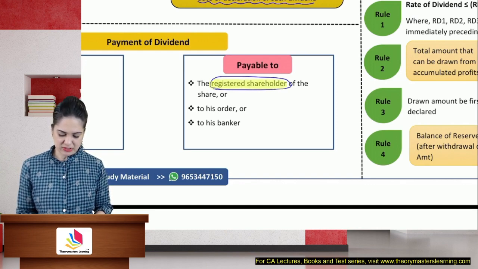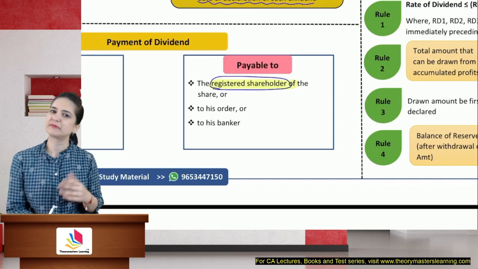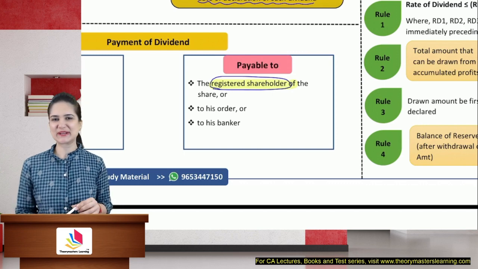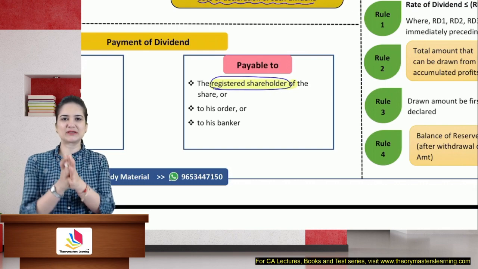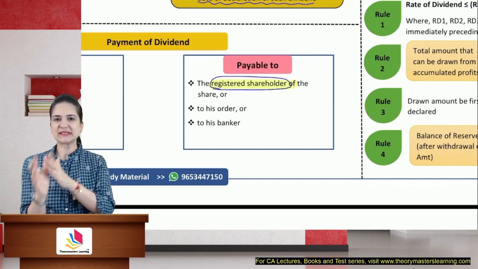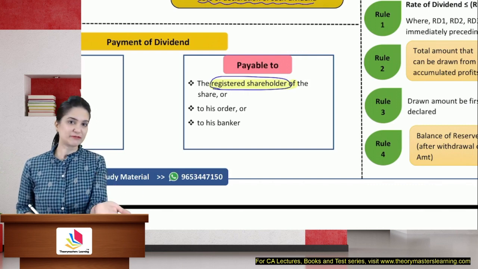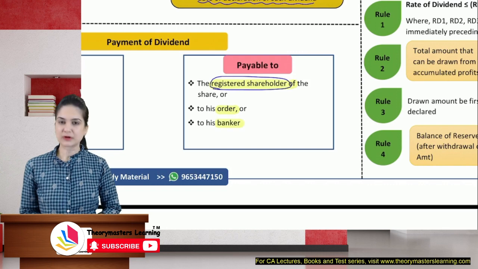Registered shareholder means the person whose name appears in the register of members. So if your name is mentioned in the register of members, you will get dividend. If your name is not in the register, you will not get dividend. So you have to ensure that on the book closure date, on the record date, your name is entered in the register. Normally it is done by the depository, but if you want dividend, you should buy the shares before that record date. It can be given to his order, meaning an authorized person, or a banker.